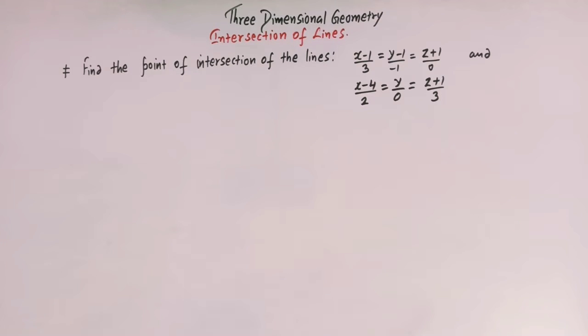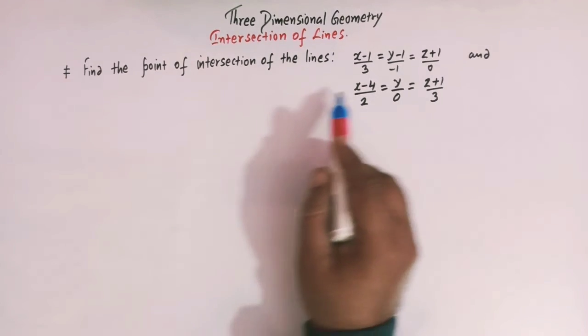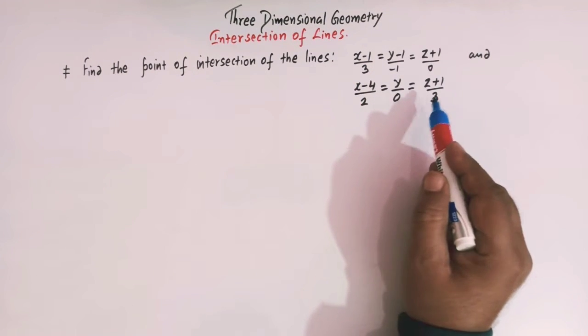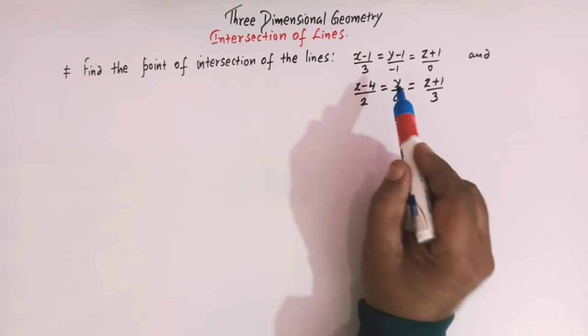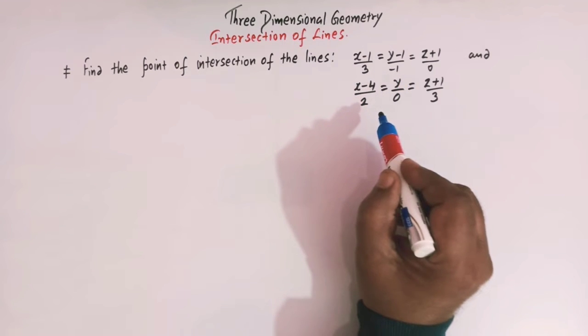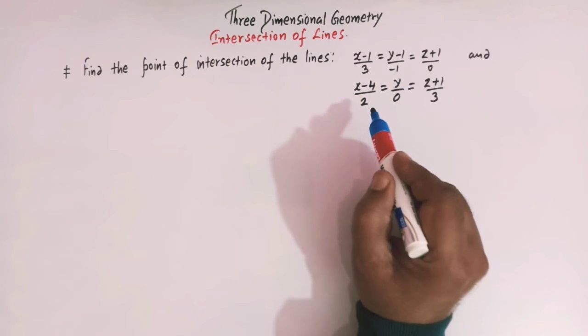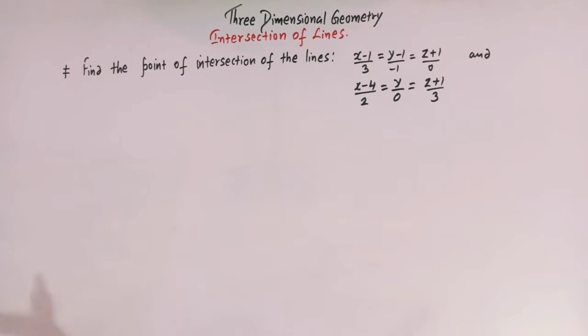Here we have to find the point of intersection of these two lines. We are given the equations of two lines, and we have to find the point where these two lines intersect.